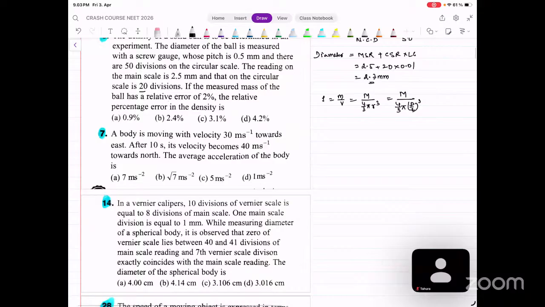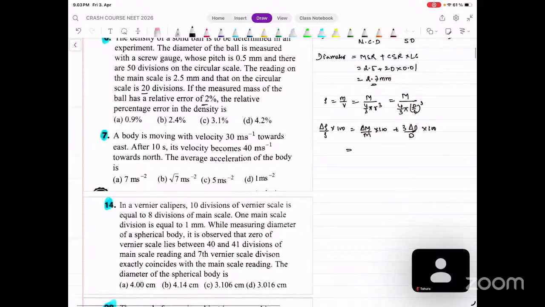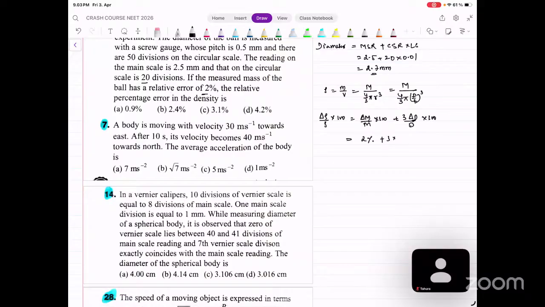Okay. Now percentage error in density, how to write beta? Delta rho divided by rho into your 100 will be equal to your delta m divided by your m into your 100 plus 3 times of your delta d divided by d into your 100. That is equal to the measured mass has a relative error of 2%. This is totally given already for me as 2% plus this is 3. The relative percentage error in the density is asking. Delta d by d will be equal to how much beta? Delta d means error in the diameter. That is how much for me? Least count 0.01 divided by diameter. Diameter is 2.7 into your 100.